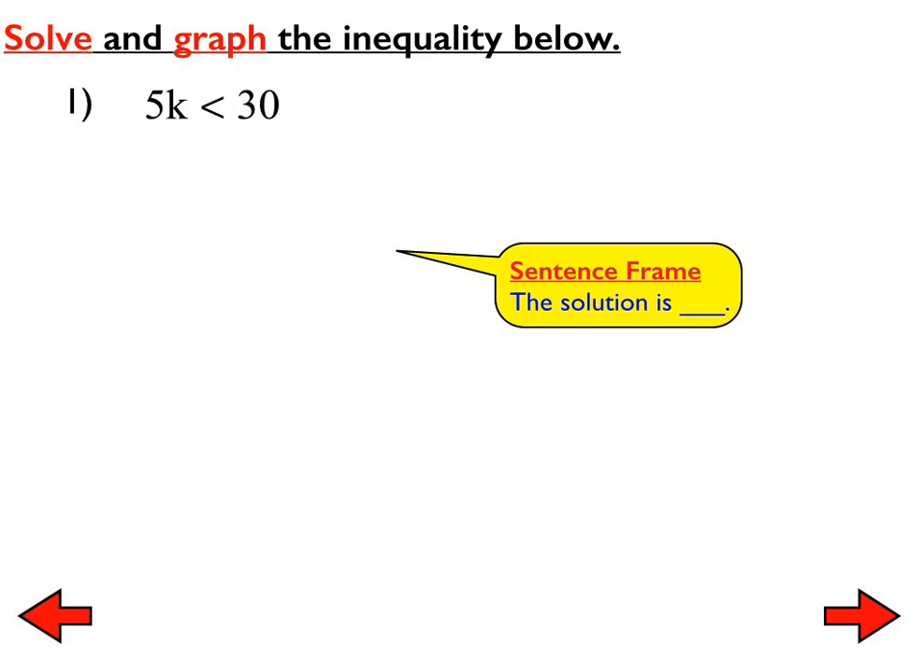So we're going to do a few of these together, and then I'll have you try some on your own. When we are solving inequalities, we solve them the same way that we solve equations. In other words, in this one, we should divide both sides by 5. Let's write that down, please. Now the difference is the solution is not k equals something. It is k is less than something. So the solution should be k is less than 6.